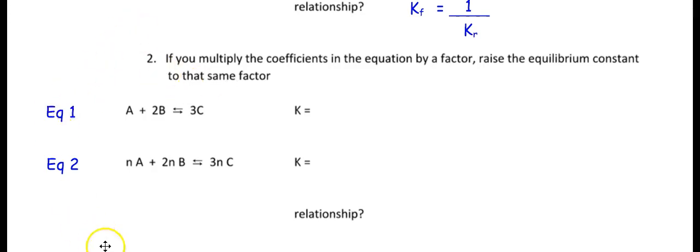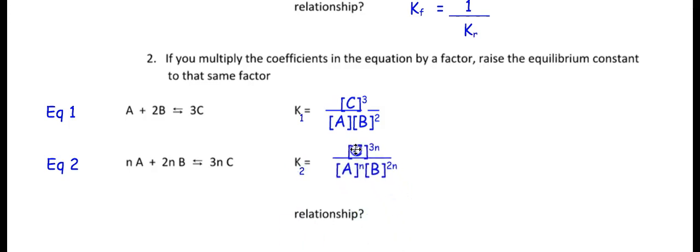So here's equation number 1. My K1, I'll put a little 1 here, is equal to what? Same law of mass action that we saw before, right? Products over reactants. Now, what about equation number 2? What about this K factor? Well, what is it equal to? C raised to the 3n, A raised to the n, B raised to the 2n. So what is the relationship between 2 and 1? Well, K2 is equal to the original raised to a certain value.